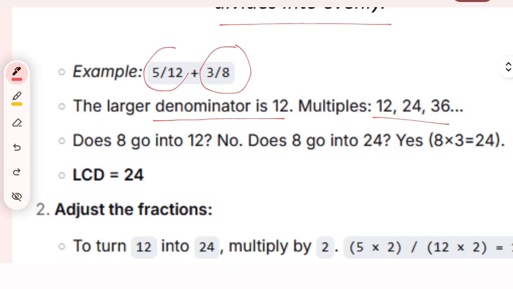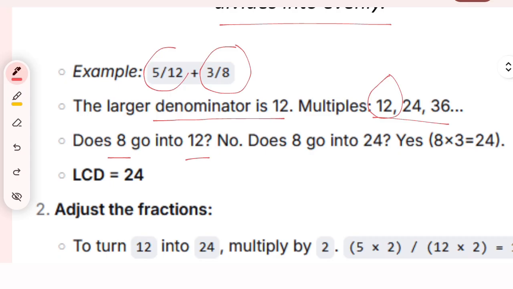Starting with the least one, which is 12, and then we add 12, that is 24, and then we add 12 and get 36. Once we have listed these multiples of 12, we go to the lesser denominator, which is 8. We ask ourselves, does 8 go into 12? We try the first one first. No, we cannot divide 12 by 8 evenly.